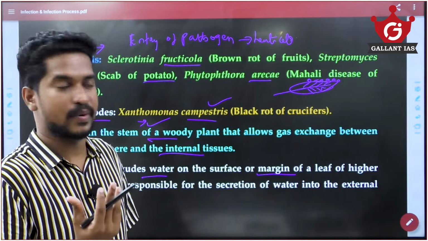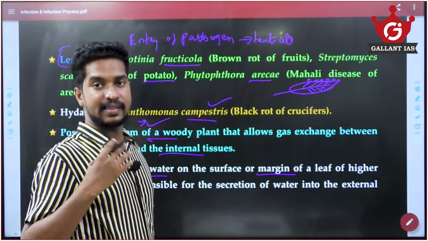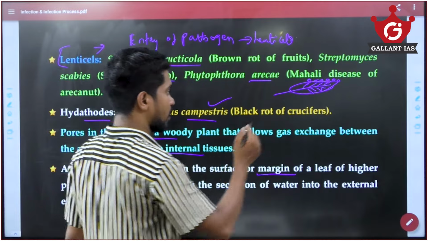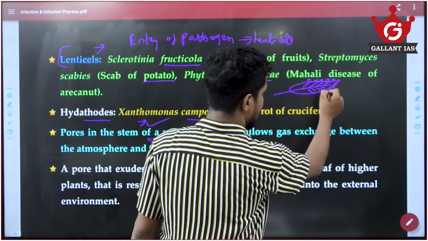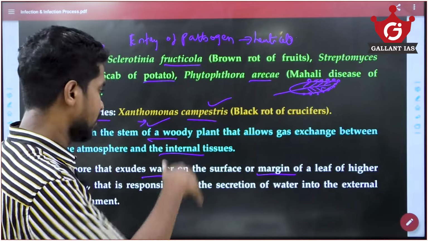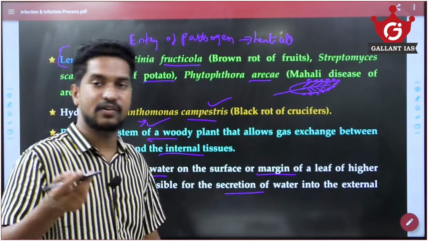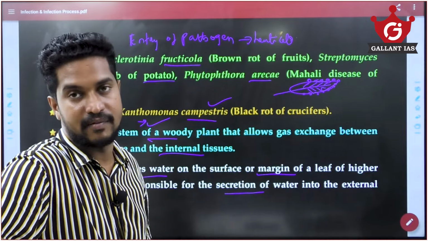In higher angiospermic plants, on the margin of the leaves, there is a pore that helps in the exudation of water, and that pore seen on the surface of the leaf of higher plants is responsible for the secretion of water into the external environment.